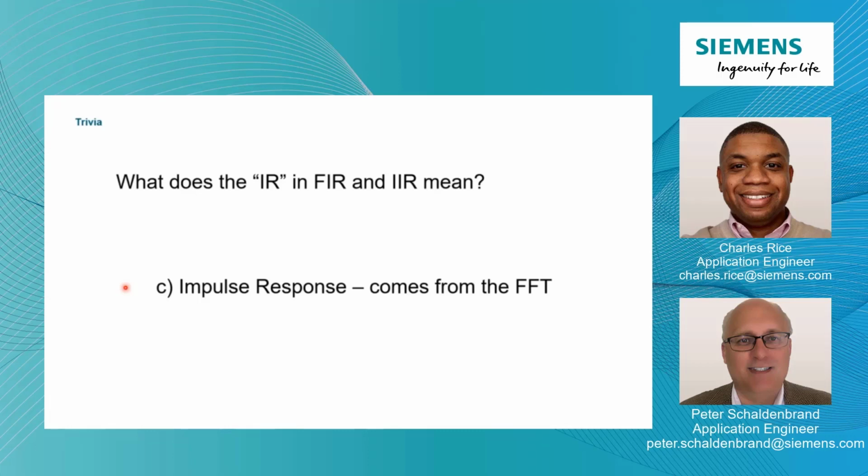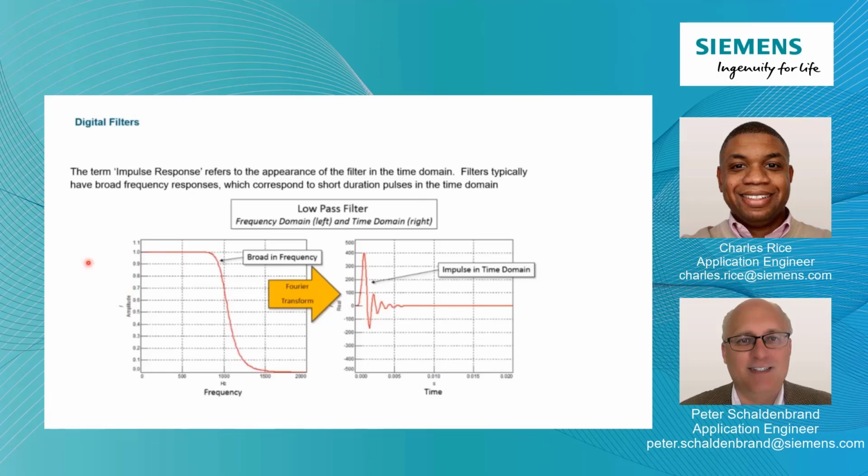So what does the IR in FIR and IIR mean? Well, it means impulse response. The reason is that the term refers to the appearance of the filter in the time domain. A response that is really short in the time domain, like an impulse or impact, has a broad frequency response. Obviously the inverse would be true too. Filters typically have a broad response in the frequency domain. So in the time domain, this is represented more as an impulse.